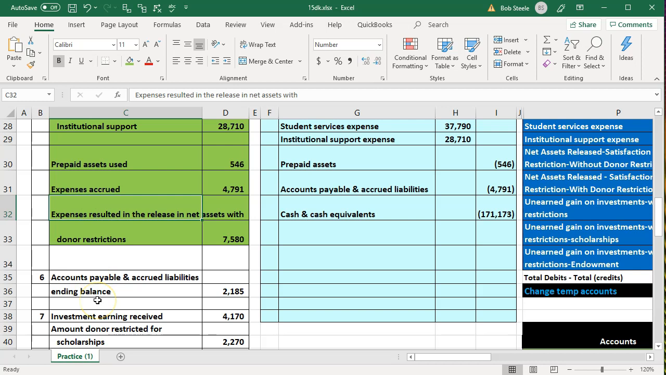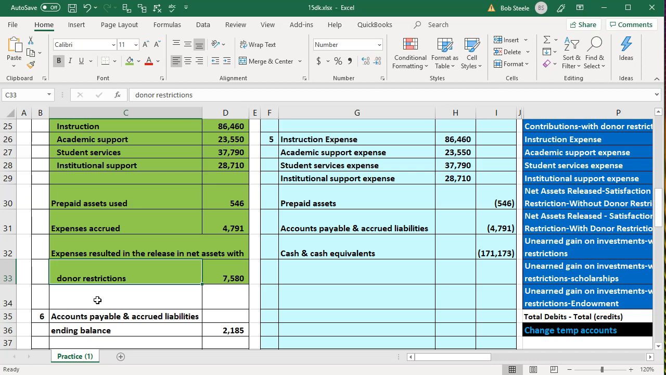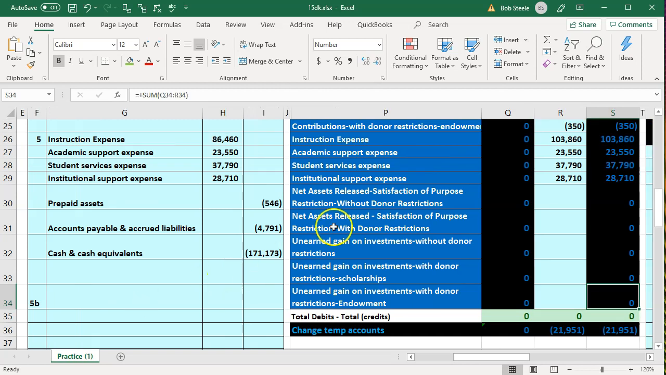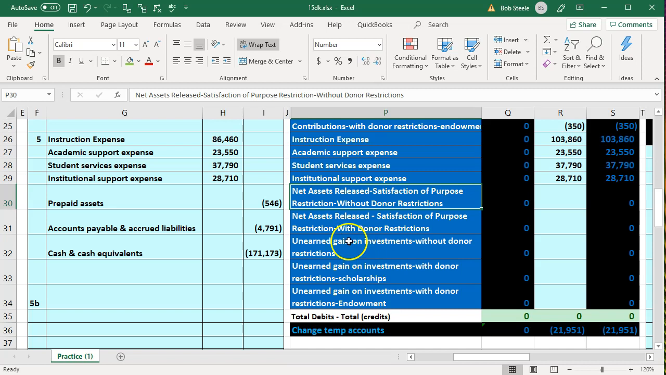Lastly, for number 5, we have the expenses resulted in the release of net assets with donor restrictions. So in other words, we had assets that were restricted. Some of these expenses then fulfilled the obligations for those restrictions, and therefore whenever that happens, we want to move the items out of restricted to unrestricted. That's always going to be our goal whenever we can do so, because then we're more free to be able to use the money as the organization. If we go back over, that's going to be these two accounts: net assets released, satisfaction of purpose restriction without donor restrictions, and the same except with donor restrictions below that.